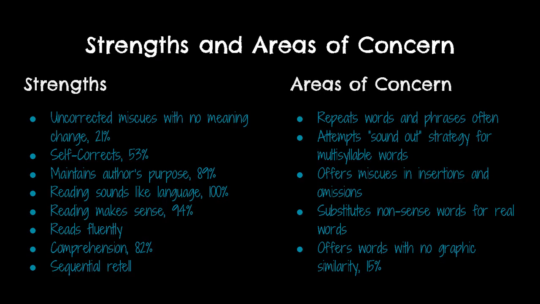I've already touched on several of the reader's strengths, but I do also have some areas of concern. She does repeat words and phrases often. Right now, this is not affecting her comprehension, but it could at a later time. She attempts the sound out strategy for multisyllable words. This seems to be her favorite strategy, and some suggestions I would have for her would be to look into chunking the words, breaking the words apart, and then blending it back together.